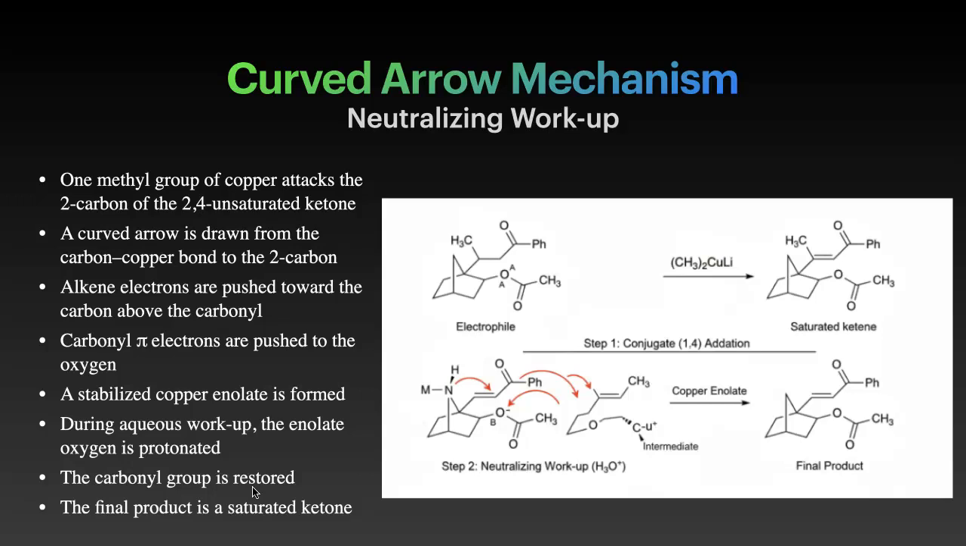In the first step of the mechanism, one methyl group from the Gilman reagent attacks the β-carbon of the unsaturated ketone. A curved arrow is drawn from the carbon to copper bond to the β-carbon to show this bond formation. At the same time, the alkene electrons shift toward the carbon next to the carbonyl, and the carbonyl pi electrons are pushed onto the oxygen. These electron movements happen together and result in the formation of a stabilized copper enolate intermediate.